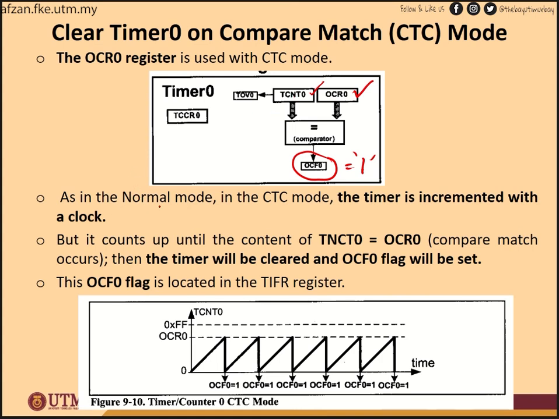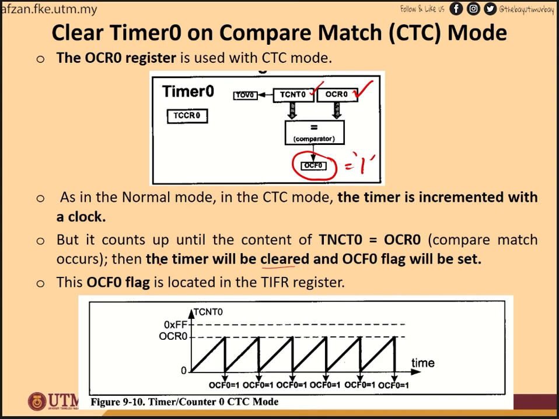Okay, so as in the normal mode, in the CTC mode, the timer is incremented with a clock. The timer will be incremented based on your frequency, which is your period that you calculate from your frequency. But it counts up until the content of TCNT0 equals OCR0. Then the timer will be cleared and the OCF0 flag will be set.